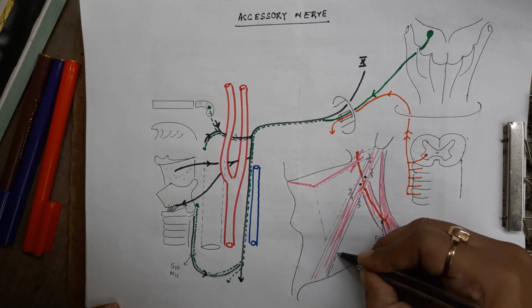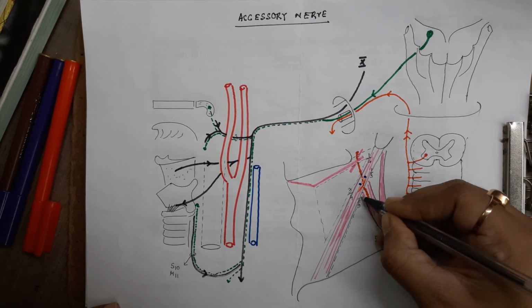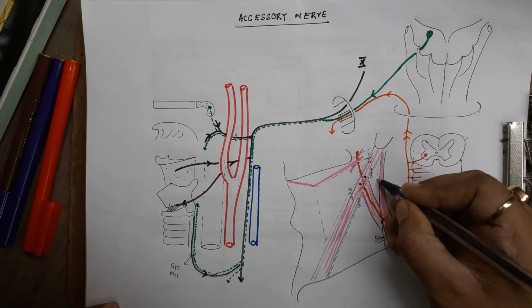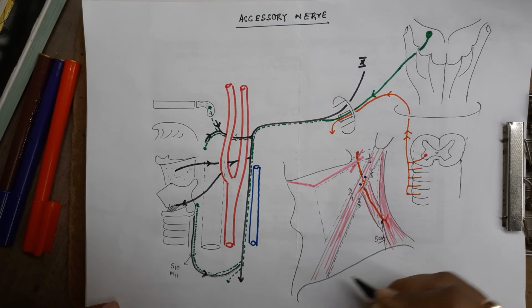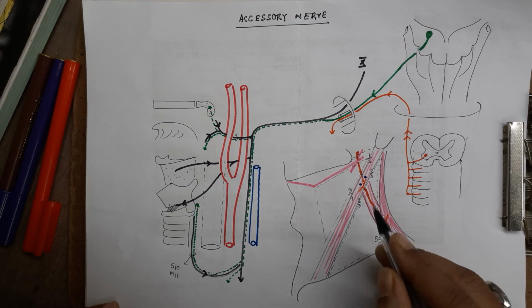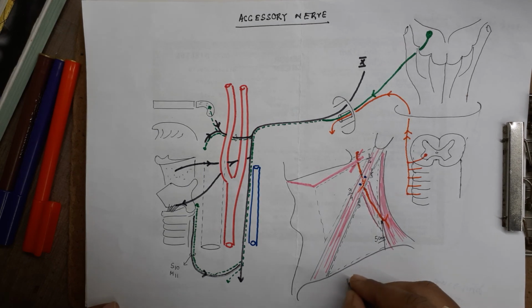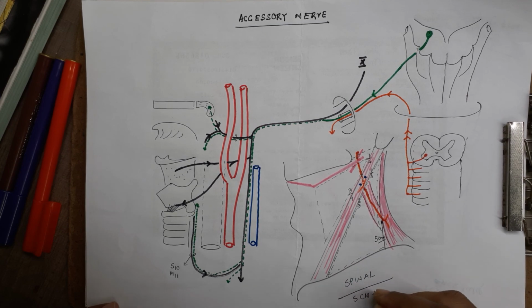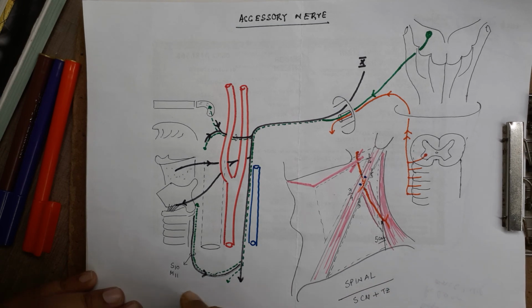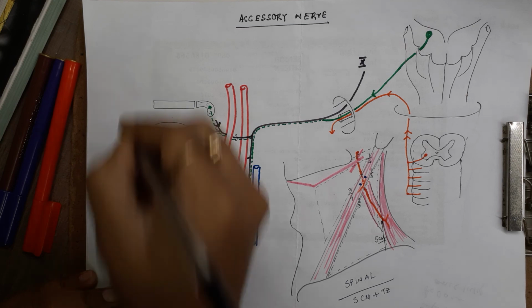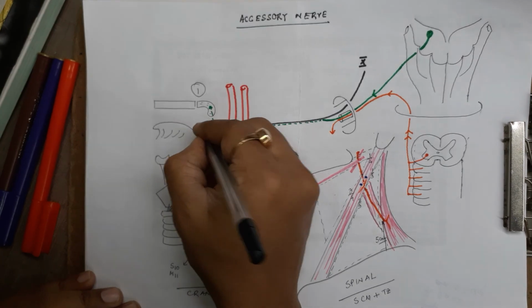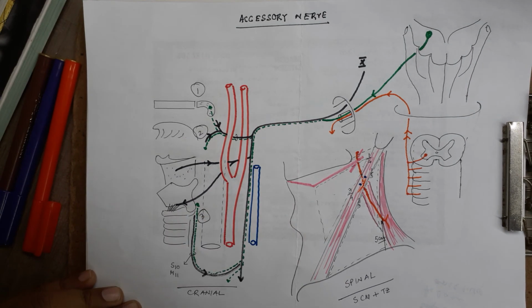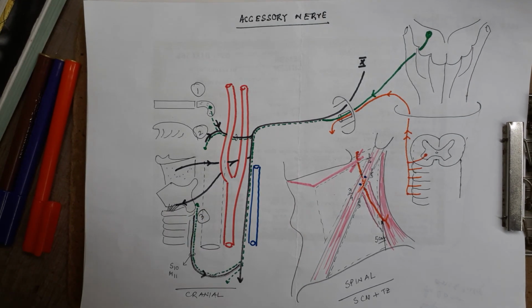So it is the main nerve of the posterior triangle. Spinal accessory is the main or key content in the posterior triangle, but it is also seen in the anterior two triangles. So here we get the spinal accessory that supplies the sternocleidomastoid and trapezius, and here we get the cranial accessory that supplies the soft palate, the pharynx, and the larynx. That's all.